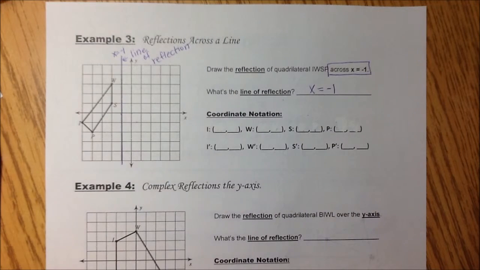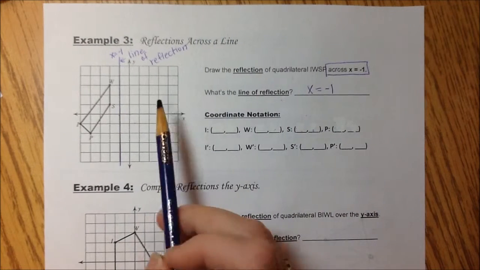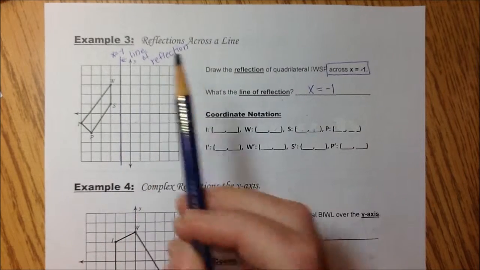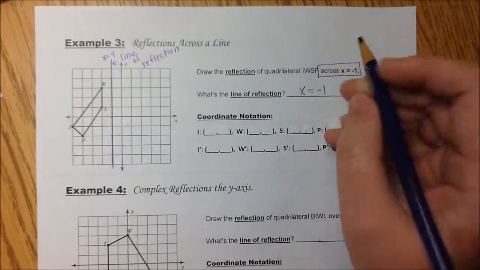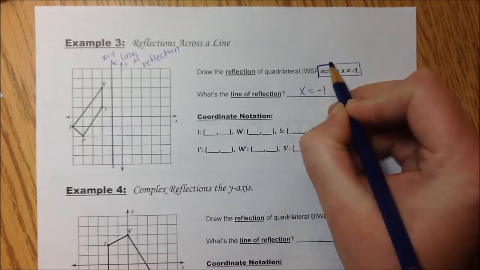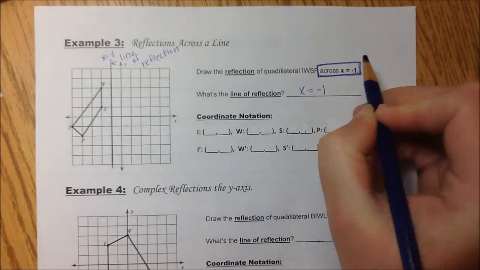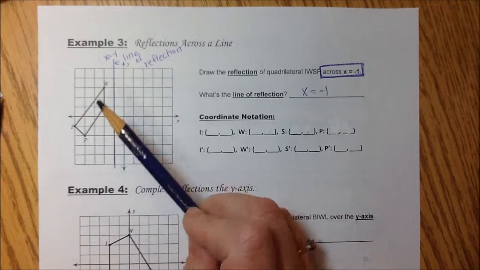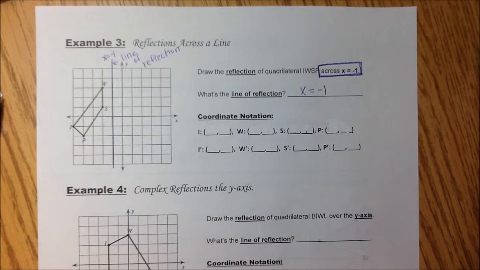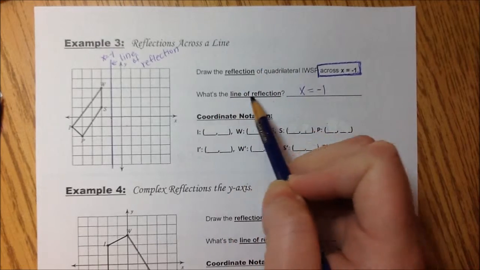Okay, we're on the back side. Example 3, reflections across a line. Draw a reflection of quadrilateral IWSP across x equals -1. For this side I added a purple colored pencil just because it's easier to label your line of reflection. What's the line of reflection?